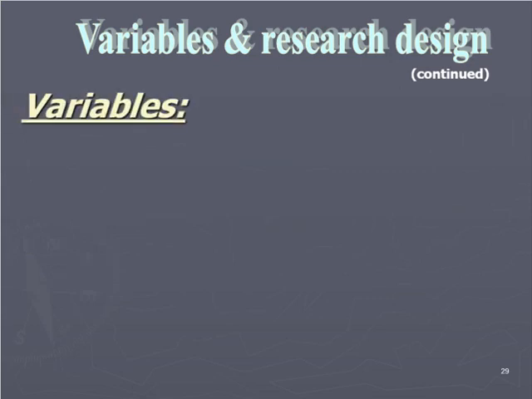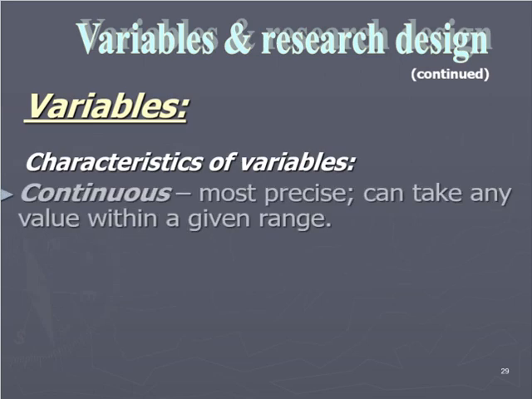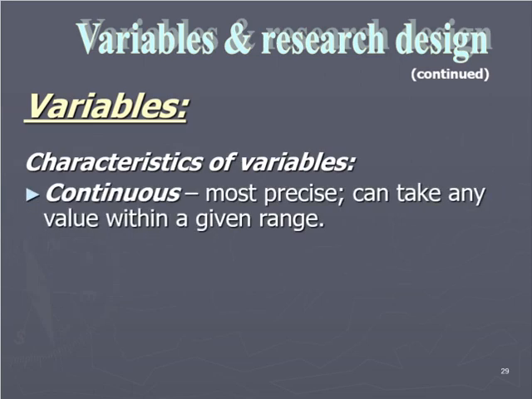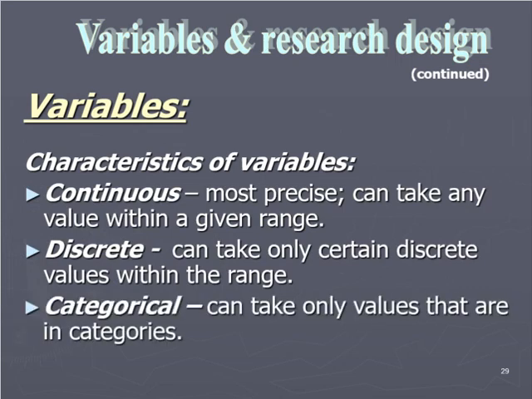Okay, let's talk about variables. Different characteristics of variables. Okay, these are continuous, tatlo yan, discrete, and categorical. Okay, when we say continuous, this is the most precise. For discrete, can take only certain discrete values within the range. Categorical can take only values that are in categories.